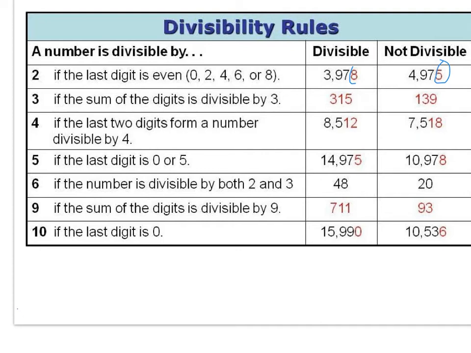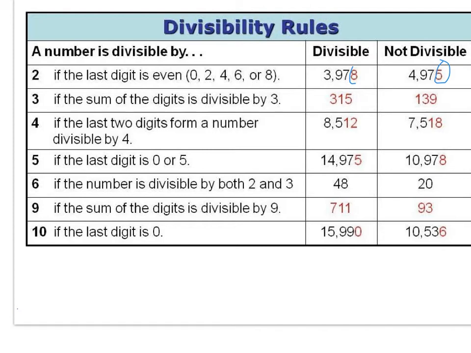A number is divisible by 3 if the sum of the digits is divisible by 3. Sum means add, so 3 plus 1 plus 5 equals 9. 9 is divisible by 3, so 315 is also divisible by 3. 1 plus 3 plus 9 is 13. 13 is not divisible by 3, so neither is 139.